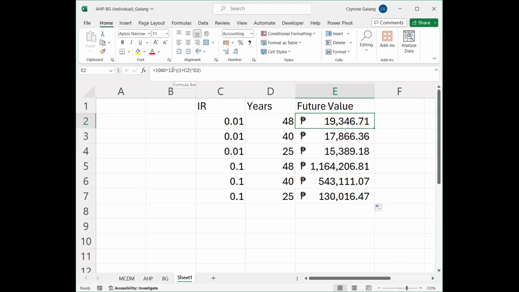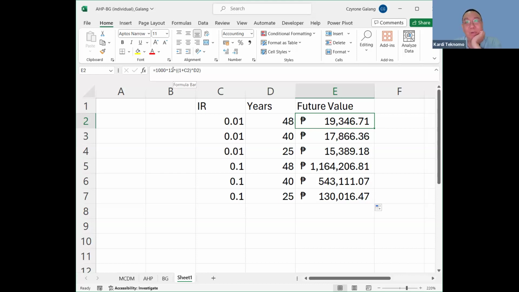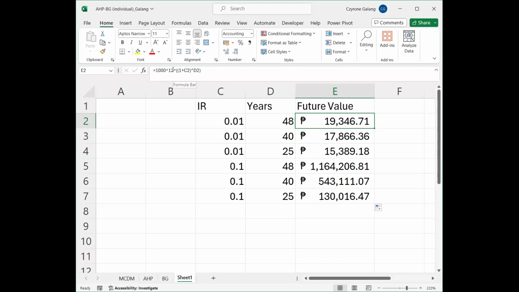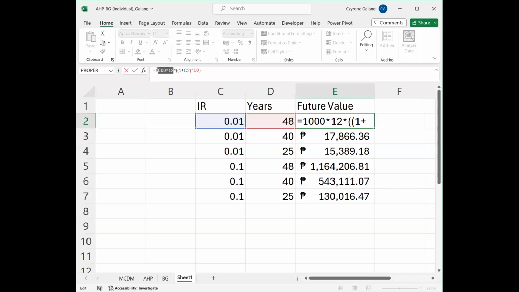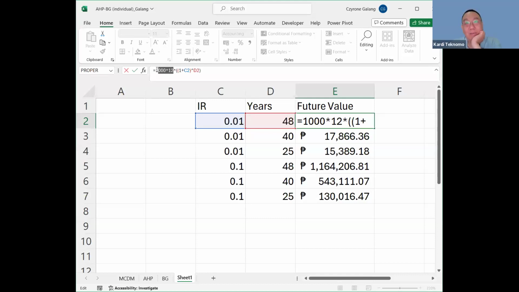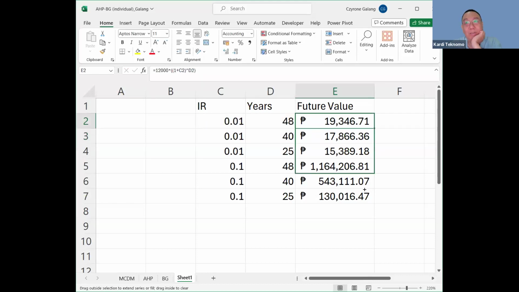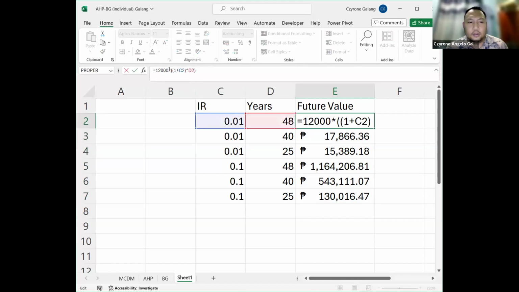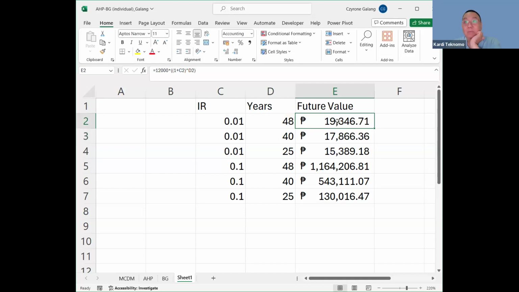Sir, is the interest rate per month or per year? The interest rate is per year. If your money is per month, that means you put aside 12,000 per year. 12,000 times 1 plus the interest rate to the power of the number of years. For 48 years, this would be the result, sir.